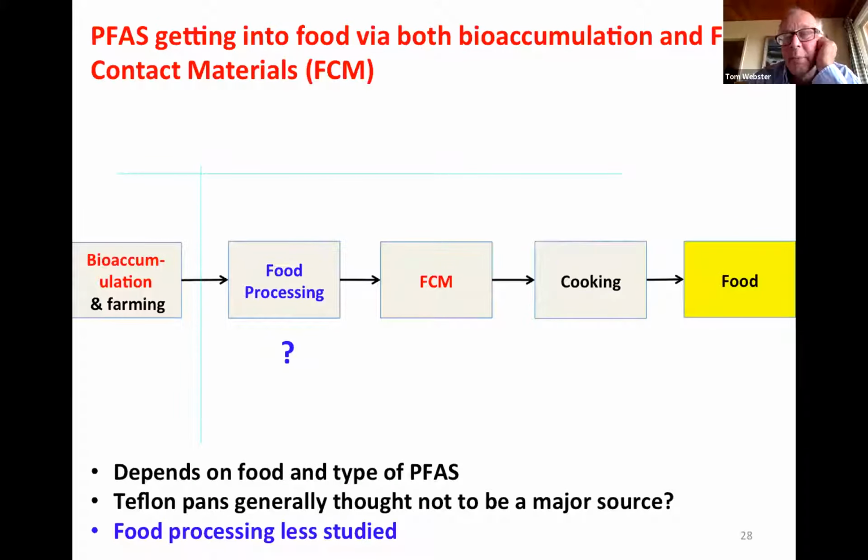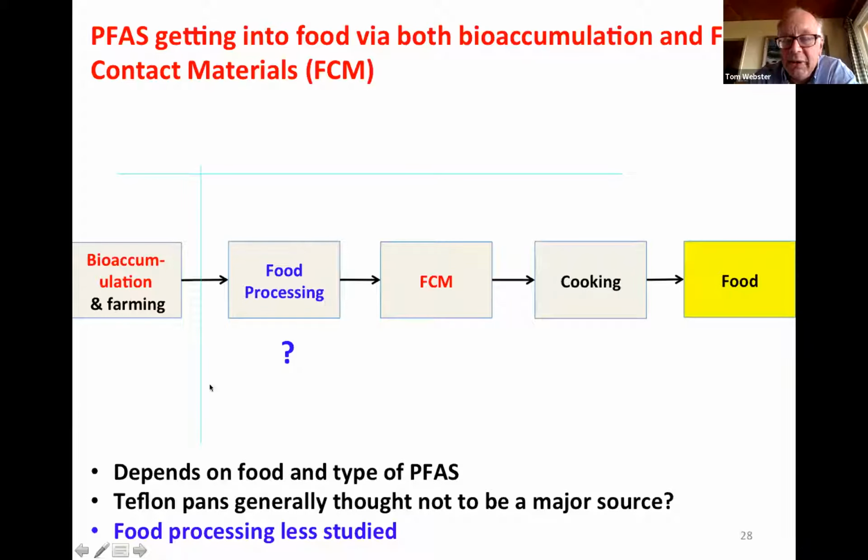Someone did ask me to say a little bit about food, because it gets asked about a lot. It seems to be at least a combination, or it was a combination, of bioaccumulation and food contact materials. And so you can imagine things like in fish, the persistent PFAS can accumulate in the fish, or things can come from farming. Food processing, we know almost nothing about. I'm sure there's contamination in food during food processing, but this is a huge hole. Food contact materials, we do know a little bit about. There's a little bit known about the effects of cooking, and then we have exposure.